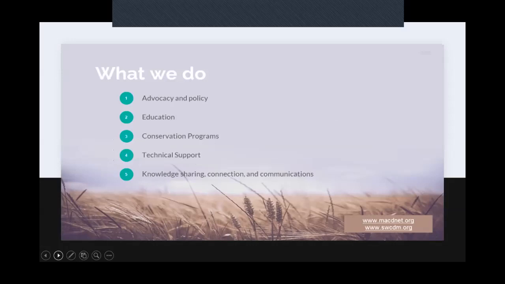So, between MACD and SWCDM, since there's a lot of that overlap, some of the main areas that we cover are advocacy and policy. That can relate to anything legislative that involves conservation districts. We keep track of what's going on in the legislature, and even at the moment, what's going on in all of the interim committees that are taking place before the legislature meets. And we keep the districts in the loop. We've actually commented at some of the committees and have been meeting with staff. We also help organize districts to advocate in the legislature as issues come up.